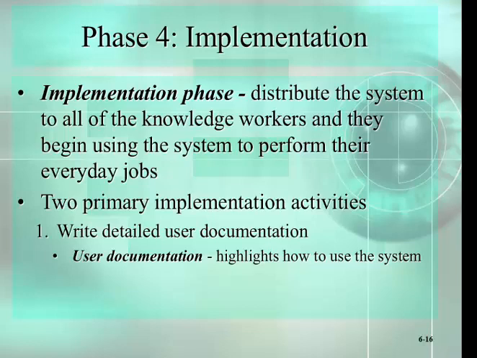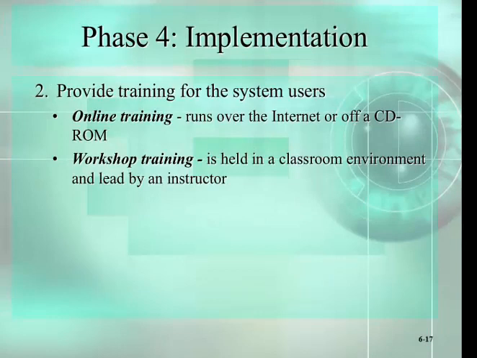The fourth phase is implementation. In the implementation phase, you distribute the system to all of the knowledge workers, and they begin using the system to perform their everyday jobs. We have two primary implementation activities. The first is to write detailed user documentation. User documentation highlights how to use the system. Then provide training for the system users. There is online training and workshop training. Online training runs over the internet or off a CD-ROM. Workshop training is held in a classroom environment and led by an instructor.